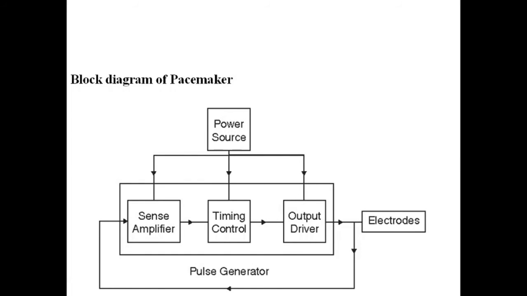So this is the block diagram of a pacemaker. This is the power source, this is the pulse generator, and of course those are connected to the electrodes. A feedback from the output driver is again fed to the sense amplifier. The power source is providing the power to all these circuits, and basically this battery which is used, it is said that the cost of a pacemaker is high, and that is because of the life of the battery.